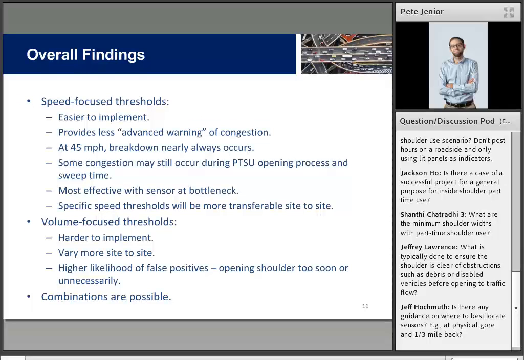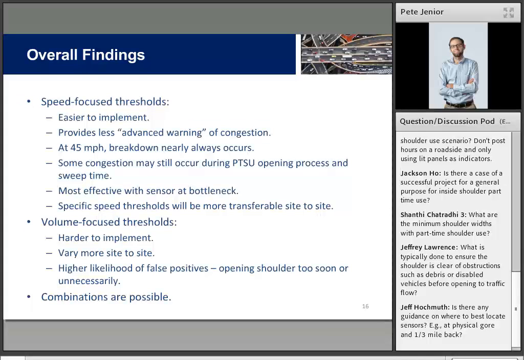Overall findings from both the field experiments and some microsimulation experiments, as noted earlier: speed-focused thresholds are easier to implement, but they don't provide as much advance warning. They don't really help you look at how volume is incrementally approaching capacity. Somewhere in the range of 45 miles per hour, you nearly always get breakdown. You nearly always get on the other side of that speed-flow curve where you're in a congested condition. That could be a little lower or a little higher, but at that point, that's about when you'd always want to start to think about opening a shoulder.